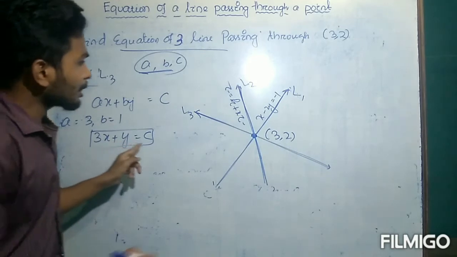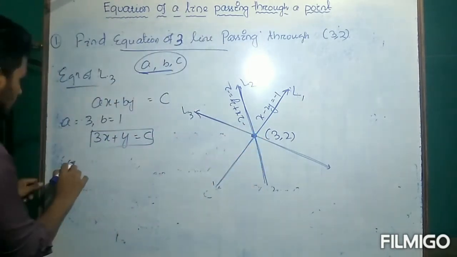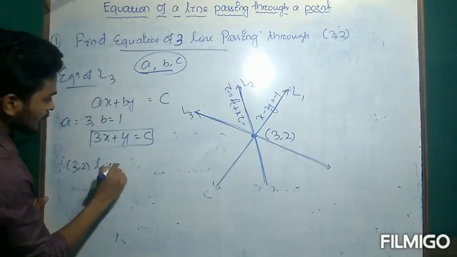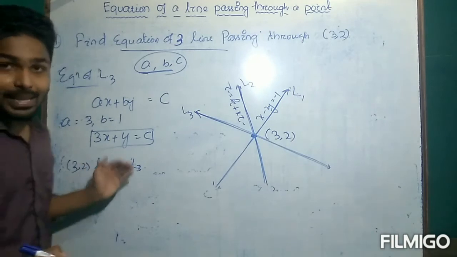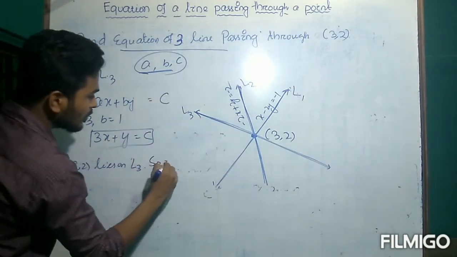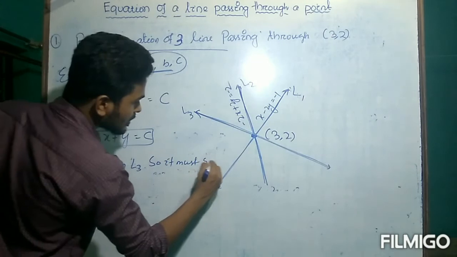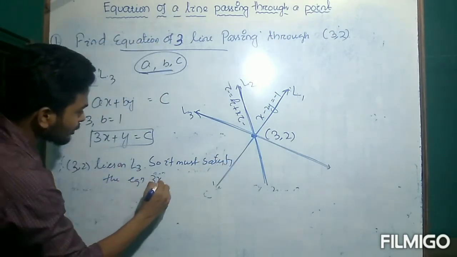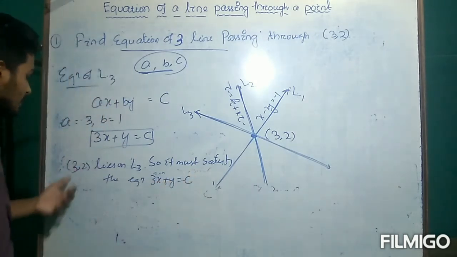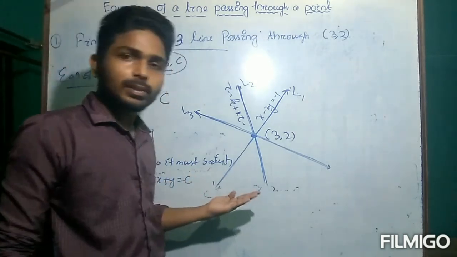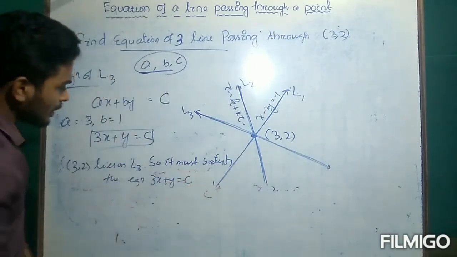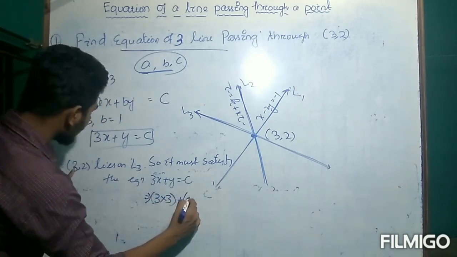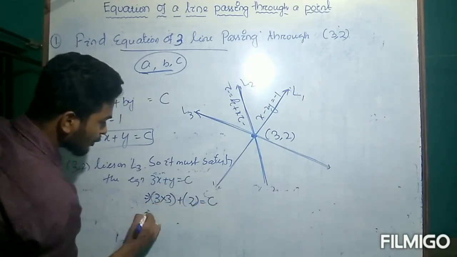Okay. Now this point 3, 2 lies on the line L3. So it must satisfy the equation 3x plus y is equal to c. So simply substitute these two values in the equation, so their LHS will be RHS. So put 3 into x to be 3 plus y means 2 is equal to c.